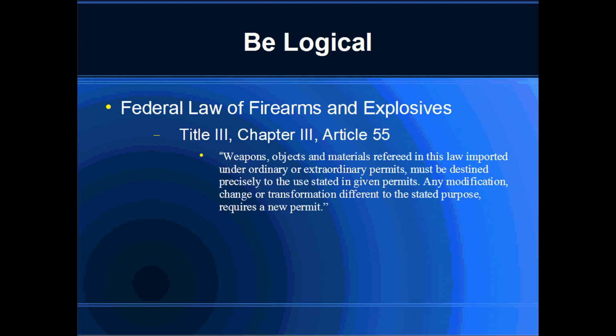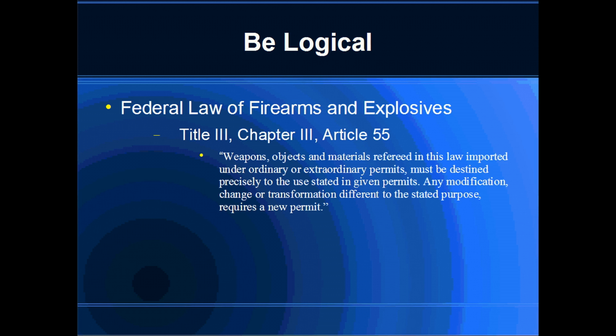And this falls under Title III, Chapter 3, Article 55. The translation was: weapons, objects, and materials referred to in this law, I think they might have meant referred rather than refereed, imported under ordinary or extraordinary permits must be destined precisely to the use stated in given permits. Any modification, change, or transformation different to the stated purpose requires a new permit. So, again, I think the short story is that you must have permits to use any weapons or related objects like ammunition within Mexico, and if you have those permits, you must use those firearms and ammunition in the ways that those permits prescribe.